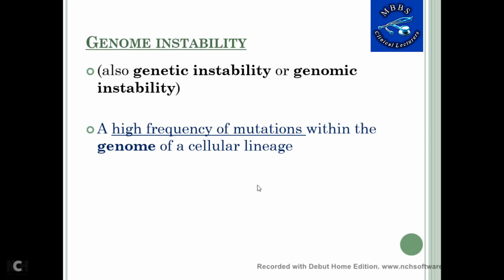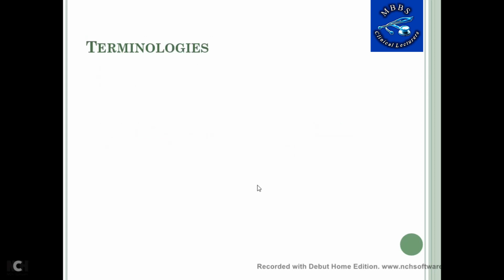Instability is when there are frequent mutations and frequent changes within the DNA structure. So a high frequency of mutation within the genome of a cellular lineage is known as genomic instability. To understand in simple form, it means that a certain kind of individual who has multiple mutations, who has frequent mutations within the DNA, his genome is unstable, and that is known as genomic instability.